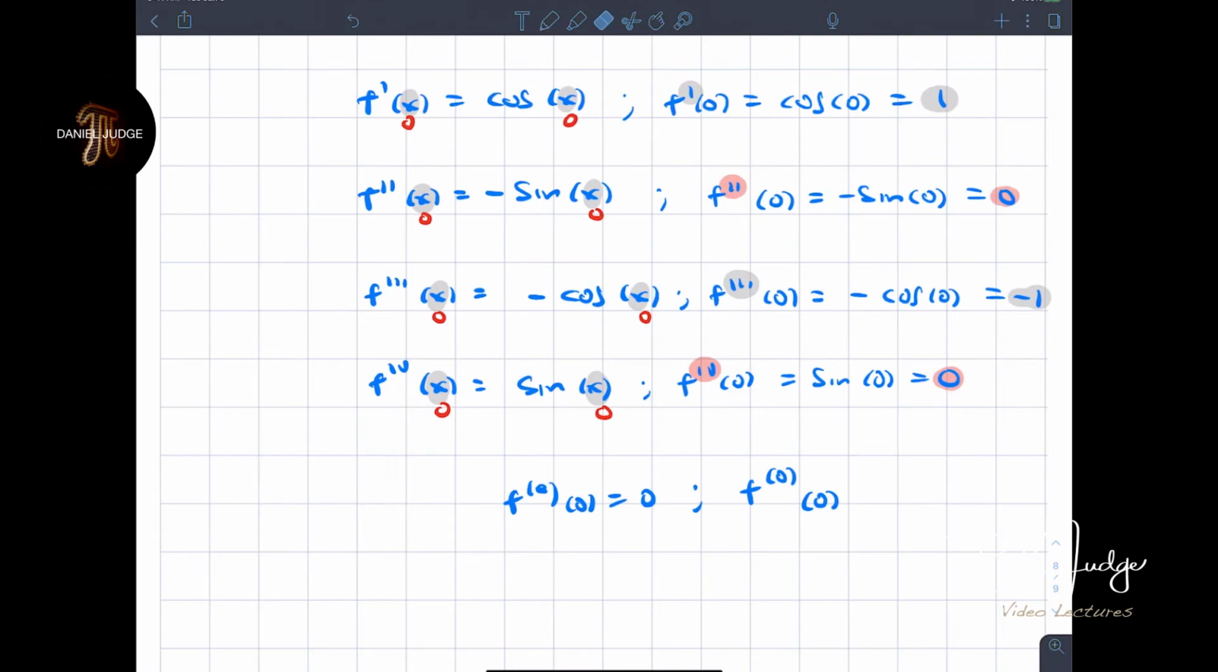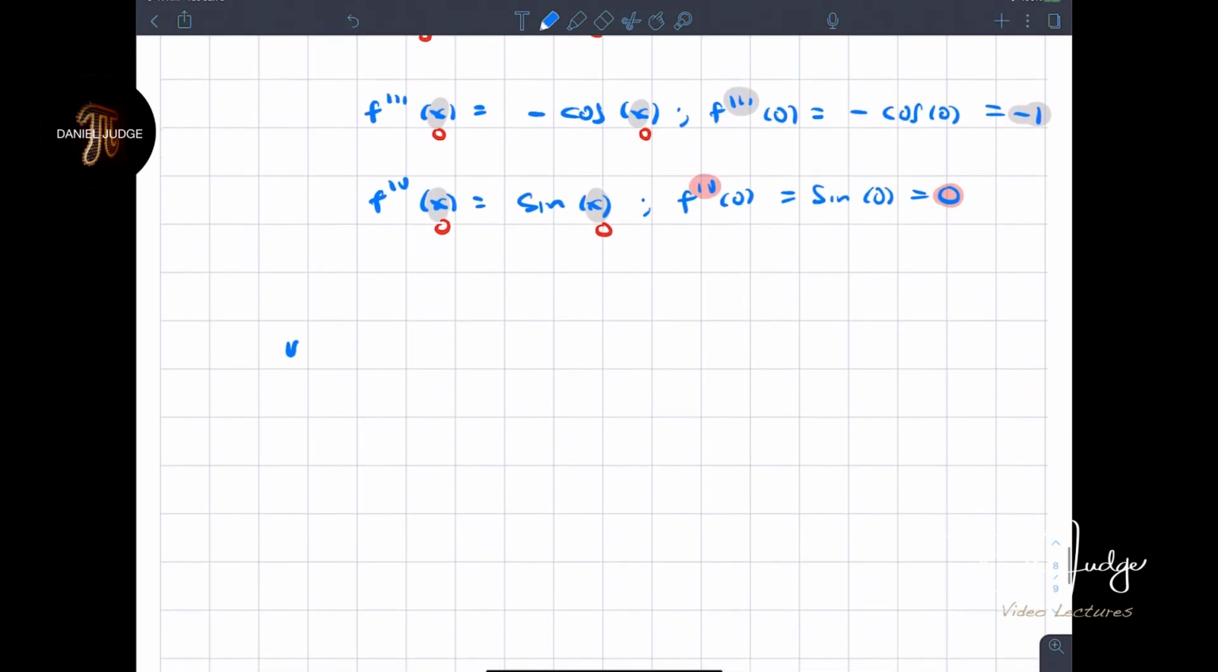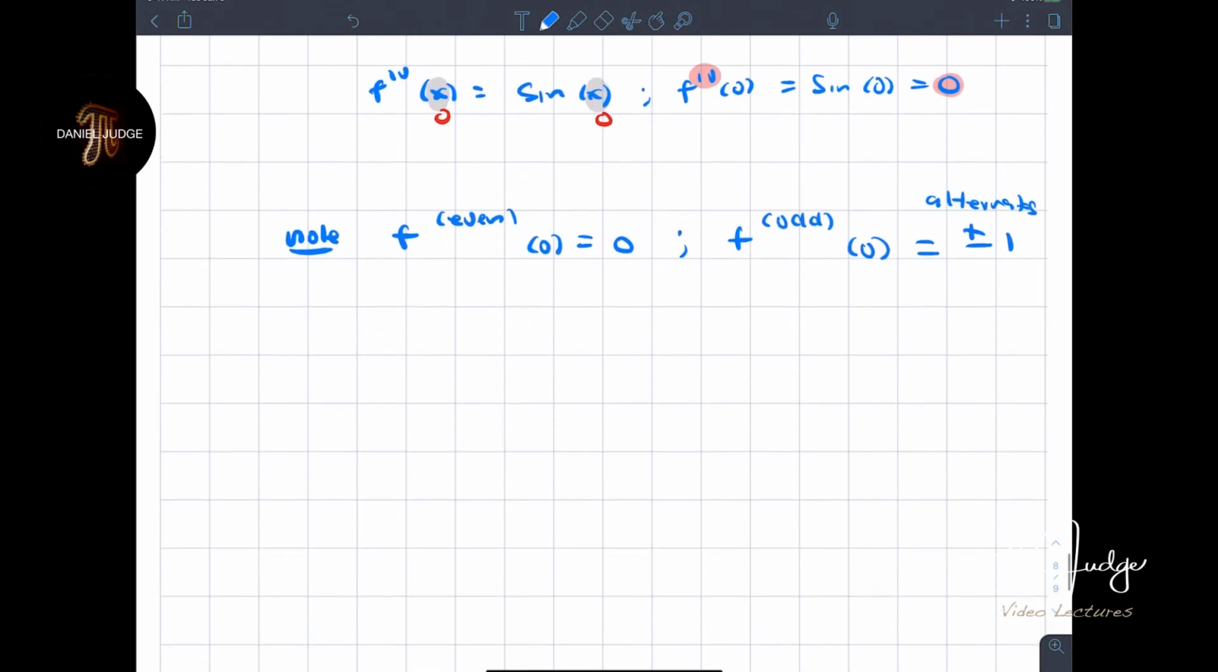And I guess we should spell it out, because people might mistake this. So here's the observation. f of even at 0 is going to give you 0. However, f of odd at 0 alternates between plus or minus 1. And how you represent an odd index value is this portion. You can say 2n plus 1 or even 2n minus 1.